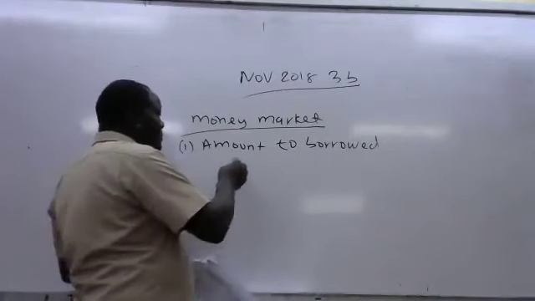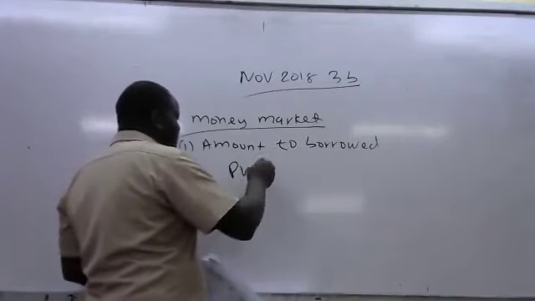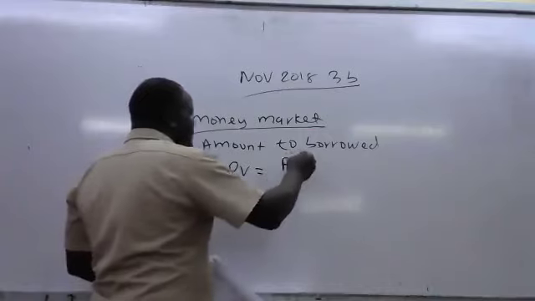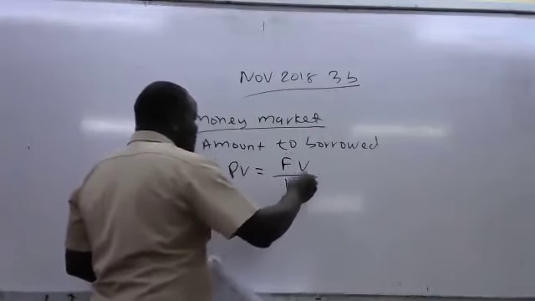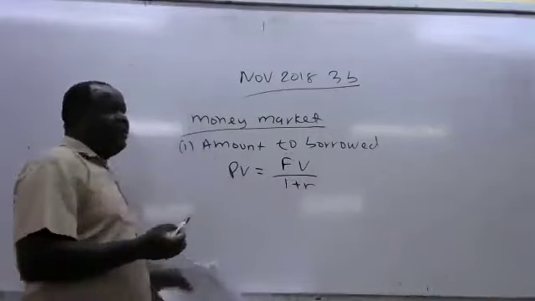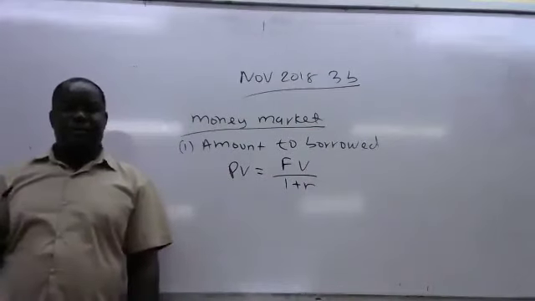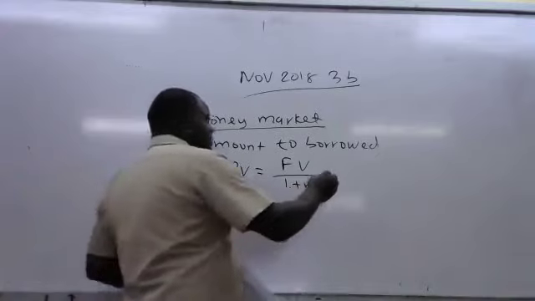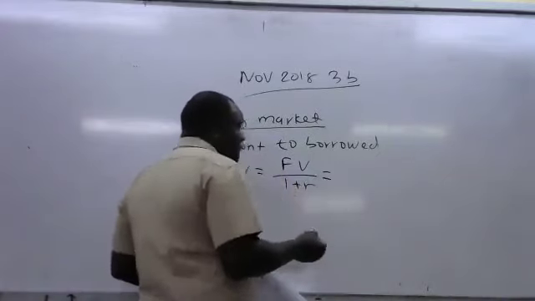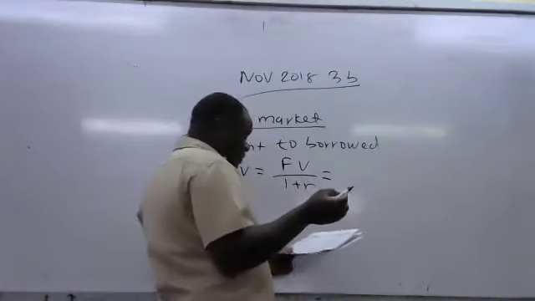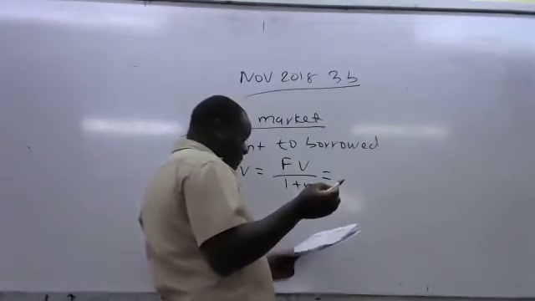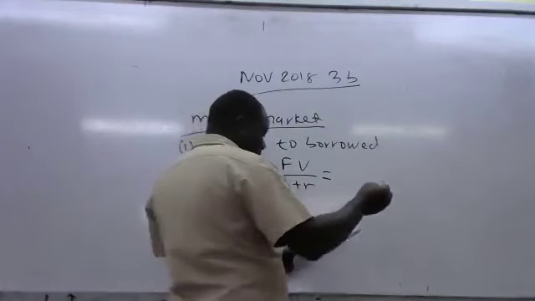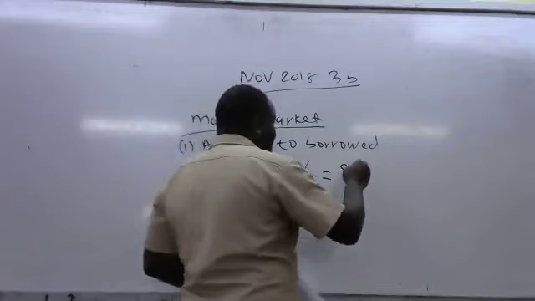So the amount to be borrowed will be the same as the present value, which is given by the future value divided by (1 + R). The future value is the amount we receive after 1 year. So this question said that amount was supposed to be how much? It is 800,000.